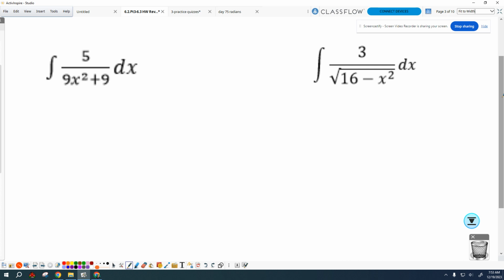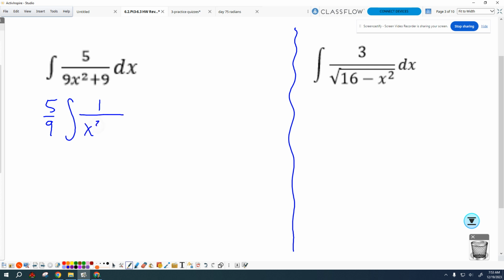Does the first one look like anything that we know? Can we do any changes to it? Josh, you see something? Can take out 5/9. Okay, so Josh says if we take out the 5 from the numerator and factor out a 9 from the denominator, he said it looks like arctan. More than it looks like arctan, it is arctan.